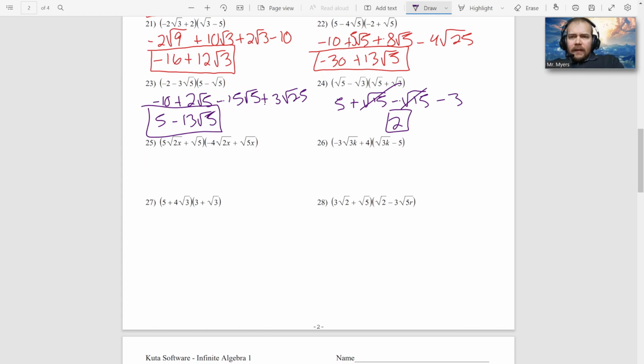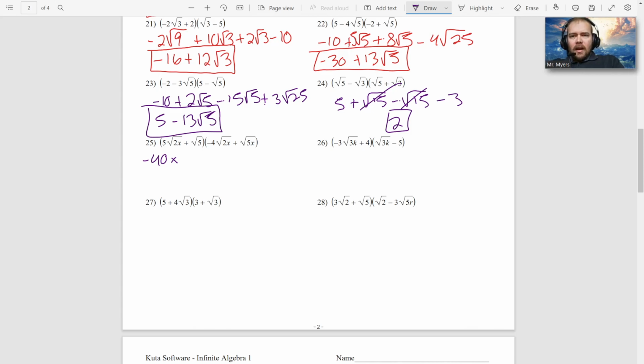Okay, let's see. Ooh, man. Oh, this is way worse than 24. Oh, gosh. Okay, so there's two 2x's, so that's just going to be a 2x. 5 times 4 is 20. 20 times 2 is 40. That's a negative 40x. Whew. And that was just the first times the first. First times the outer times the outer.